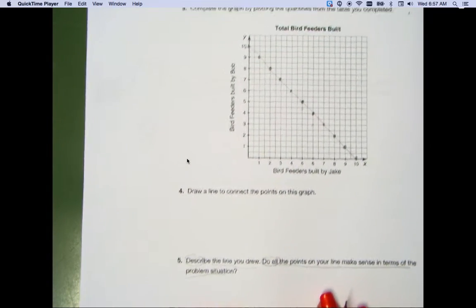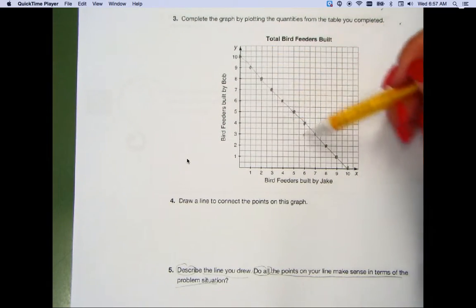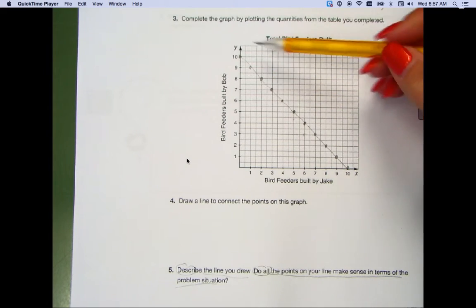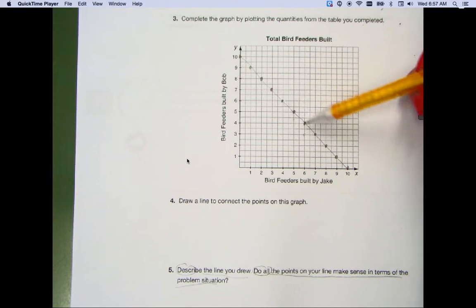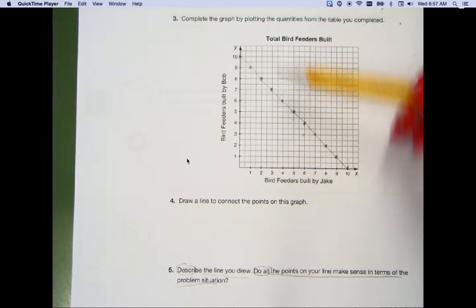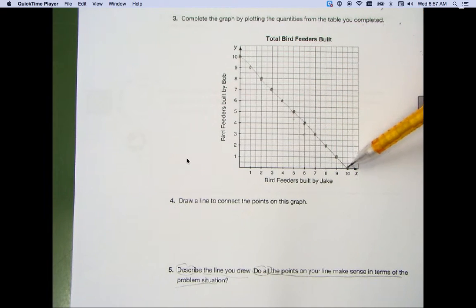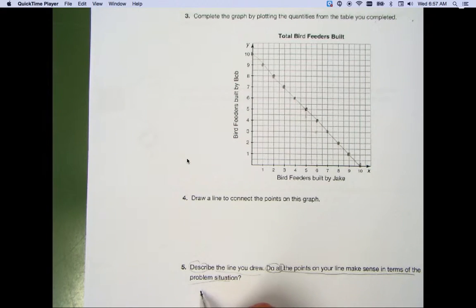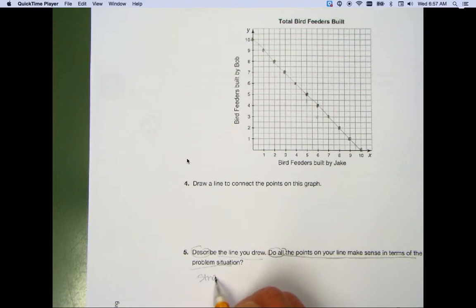This is a good question for us to think about because when we connect the points, we found out yesterday that that is continuous data, which means any point along this line would make sense. So since this is about building bird feeders, did it make sense for me to connect the points? And I am going to say, first of all, to describe the line, I'm going to say that my line is straight.